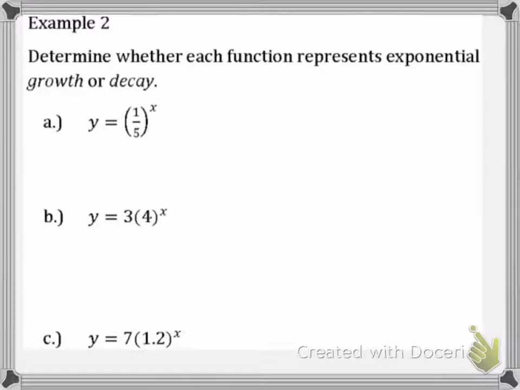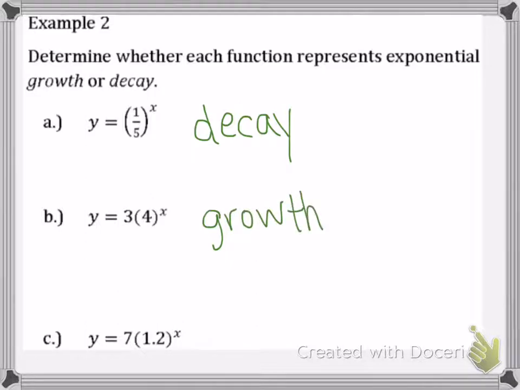So in this example, determine whether each function represents an exponential growth or decay. Well, I just need to look at the b value. In a, since my b value is between 0 and 1, this is a decay. In b, since my b value is greater than 1, this is a growth. And in c, since my b value is greater than 1, it is also a growth.